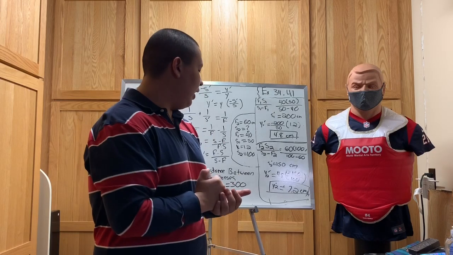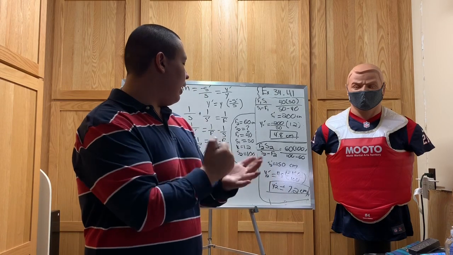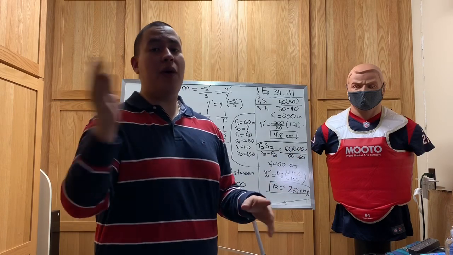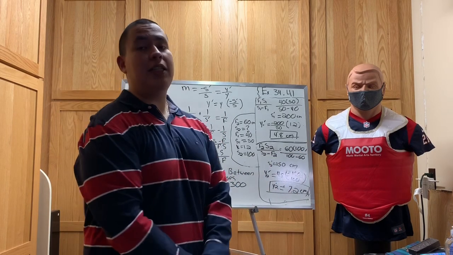The final height of the image is going to be 7.2 centimeters, and the second lens is 150 centimeters to the right of the first one. Notice there's no negative sign, so that's how I know that.